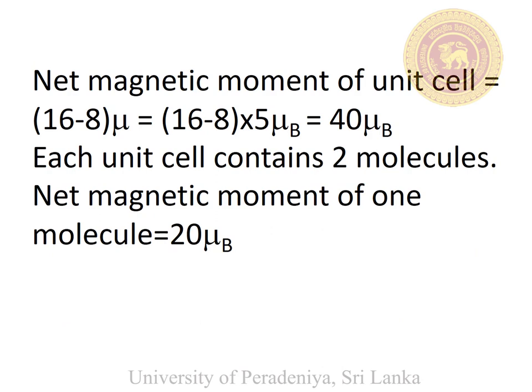Because 16 magnetic moments are parallel to z-axis and 8 magnetic moments are antiparallel to z-axis, the net magnetic moment is 16 minus 8 times mu, but mu is equal to 5 mu b. Then the net magnetic moment is equal to 8 times 5 mu b, that is equal to 40 mu b. Each unit cell has 2 molecules, so the net magnetic moment of one molecule is equal to 40 mu b divided by 2, that is equal to 20 mu b.